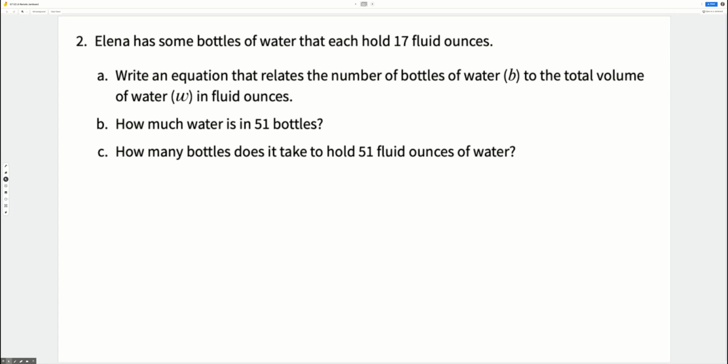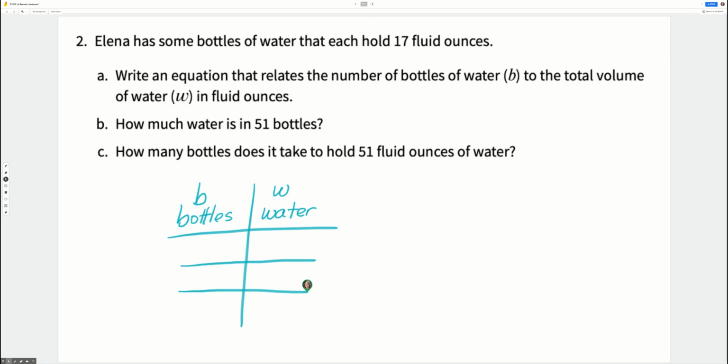Well, before I do something like this, I like to start with a table that really helps outline what's going on in this situation. So let's take a look. If I have B for bottles, my table, and I've got W, this is just instead of X and Y. W is the total amount of water. Let's fill in some values that we know, and perhaps we can come up with a constant of proportionality that can help us figure out these larger numbers.